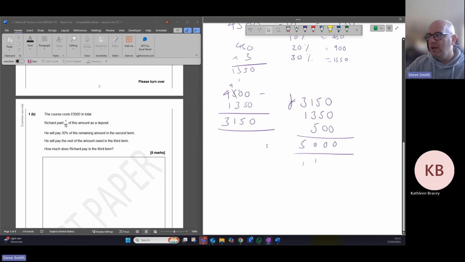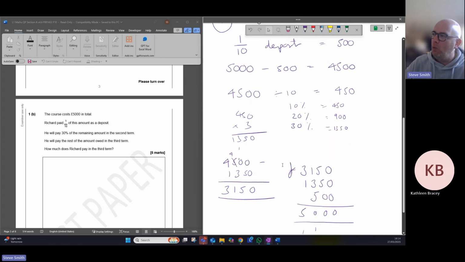With the NCFE exams, sometimes the hardest part is reading the question. I don't mean literally talking through the words. I mean picking out what it's wanting and what it's not wanting. So step one, for 5 marks, was to find a tenth.